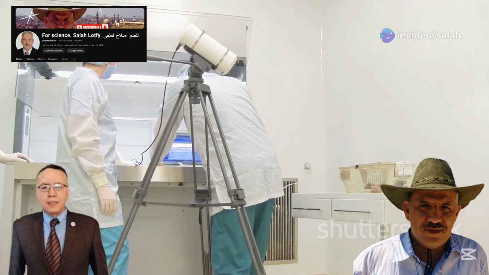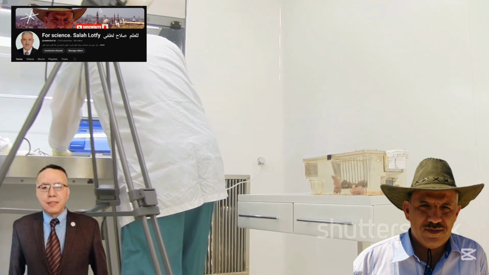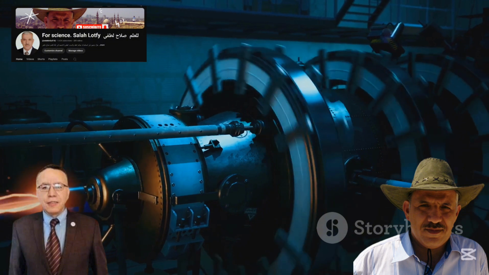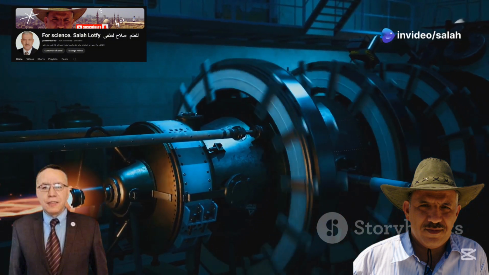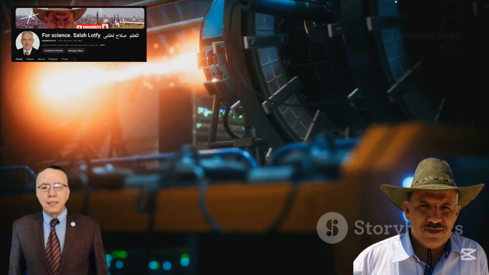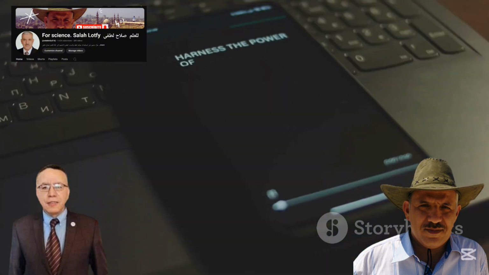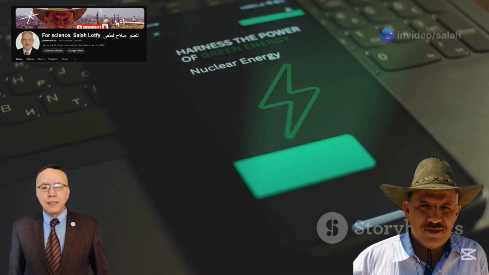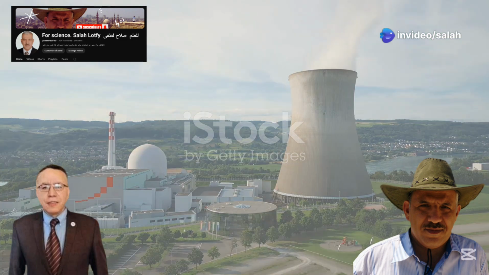Furthermore, researchers are exploring the vast potential of nuclear fusion, the process that powers the sun. Fusion reactions release tremendous amounts of energy without producing long-lived radioactive waste. While fusion power is still in its early stages of development, it holds the promise of a nearly limitless source of clean energy for future generations. These innovations are a testament to human ingenuity and our unwavering commitment to a sustainable future.